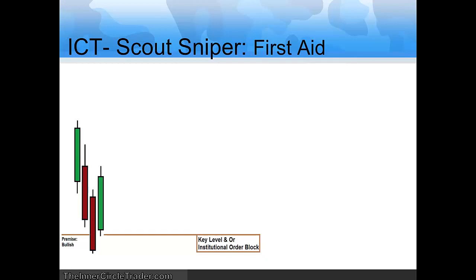Once you have the setup, you're anticipating the market to start to move in your favor. But this is a gray area because you don't know for sure it's going to do that.